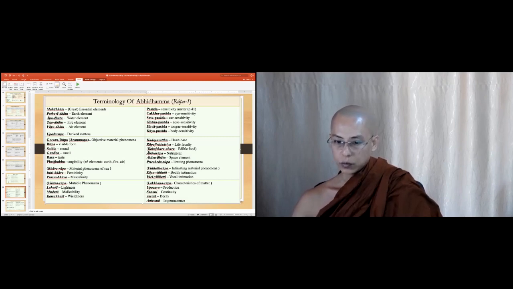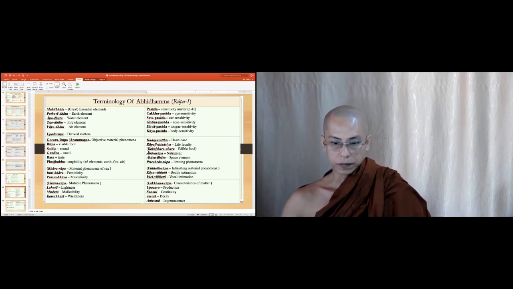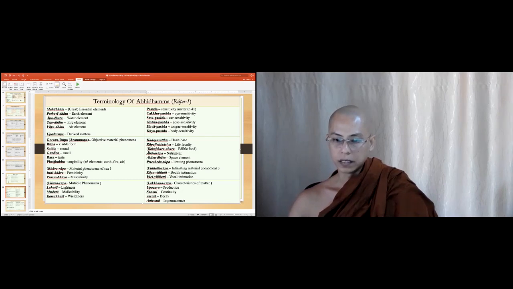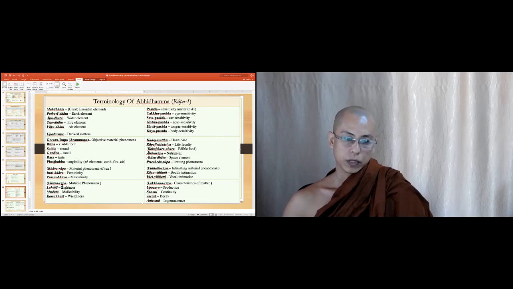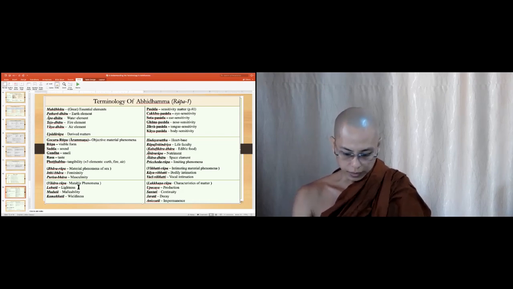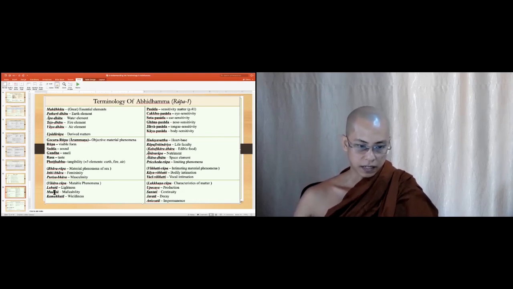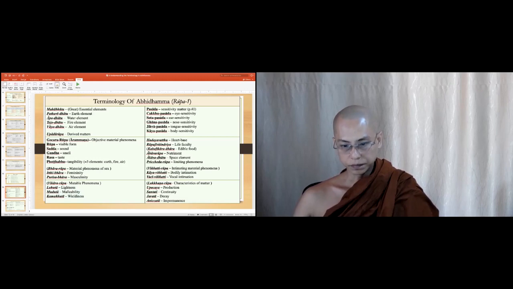Then Vinyati Rupa, Vinyati is intimating material phenomena. This can be divided into two, Kaya Vinyati, bodily, and Vachi Vinyati, vocal. Then Vikara Rupa, mutable phenomena. So lightness, Lahuta, Muduta, Kammanyata. This is also already found in the Chetasika chapter.